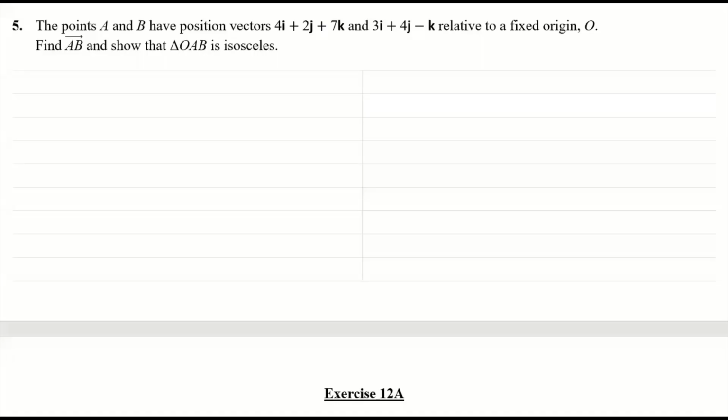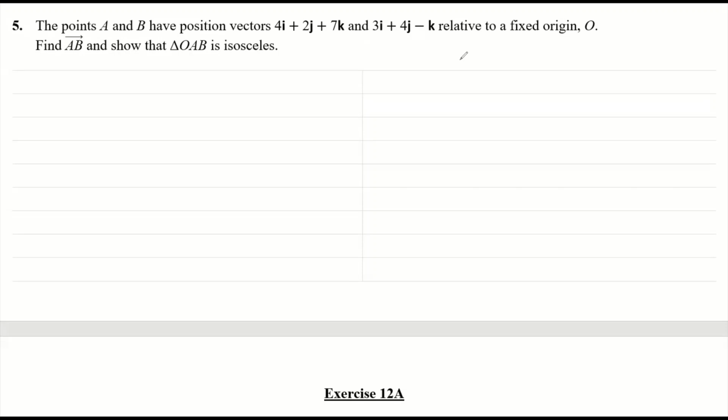For our final example, we're going to show that hopefully triangle OAB is isosceles. So this is just the 3-dimensional version of what we looked at already in the warm-up. So if you haven't tried this already, you can pause the video, try it, and then obviously come back and we'll see if we can get the same conclusions.